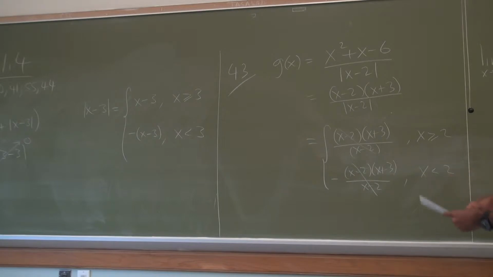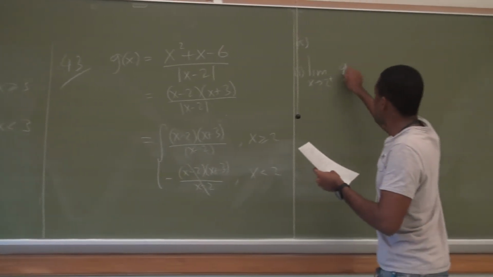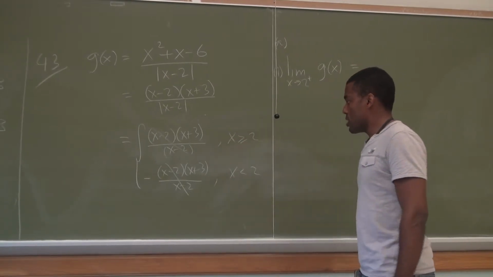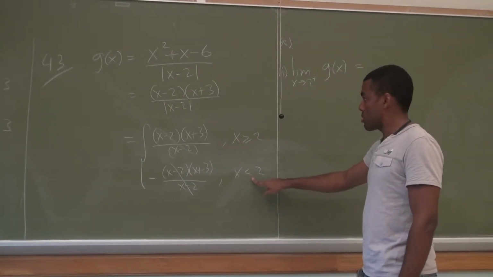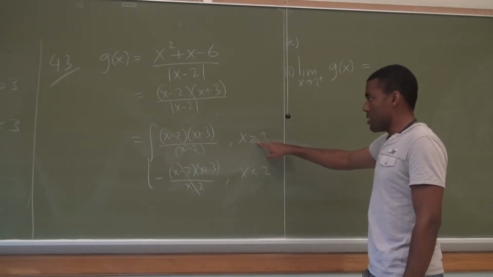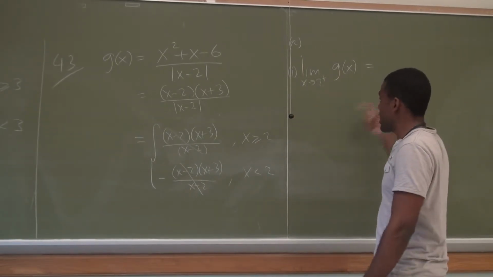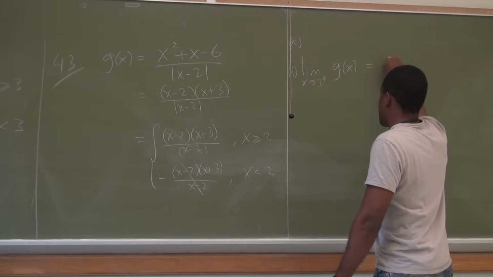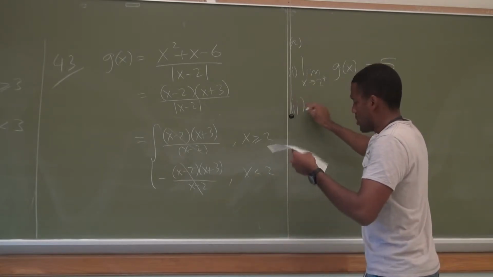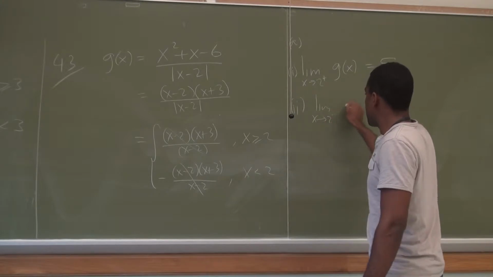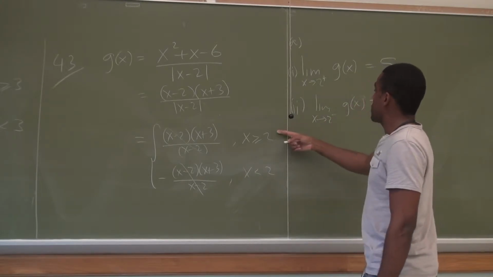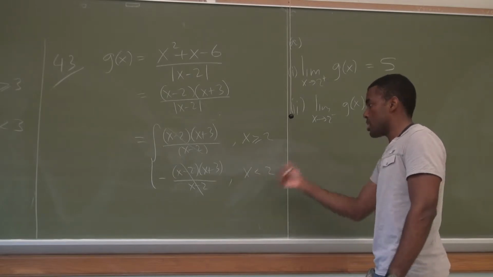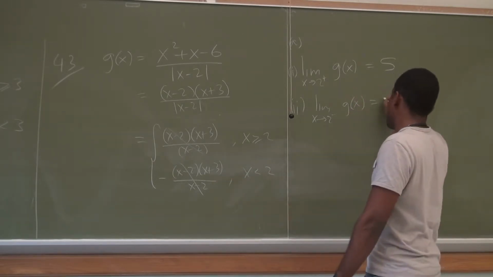And so in part 1, they ask you for the limit as you approach 2 from the right side of g of x. So which one of these functions would occur? You're bigger than 2 if you're approaching 2 from the right side, so you look at this function and just plug in 2, because now you cancel the problem. That's just 5. The limit as you approach 2 from the left of g of x means you're a little less than 2, so you look at the bottom function, and that will be negative 5.